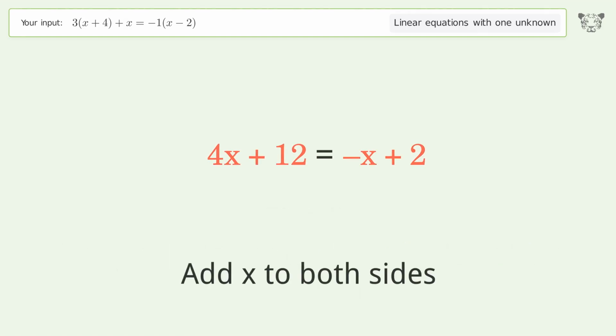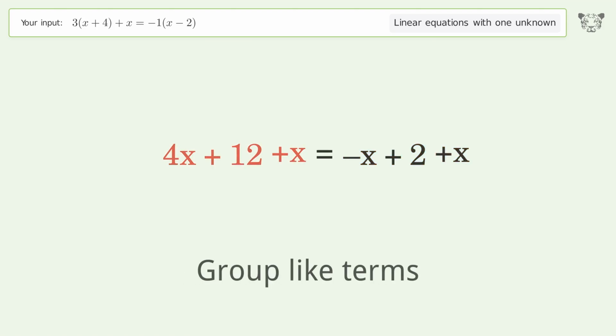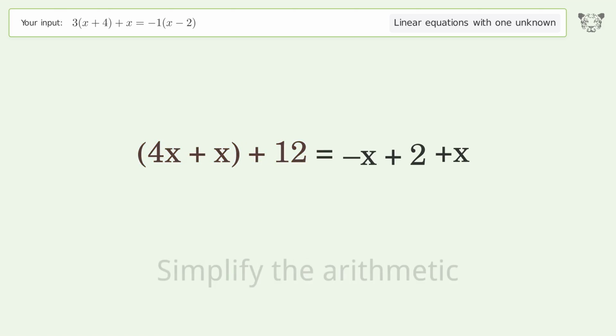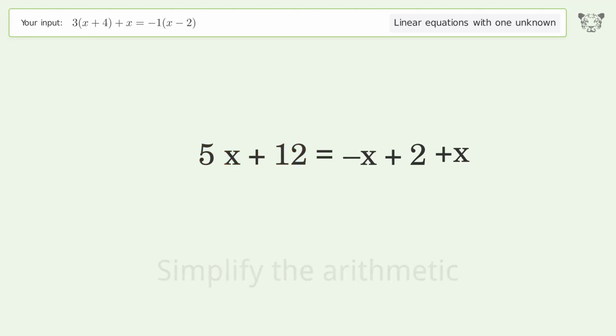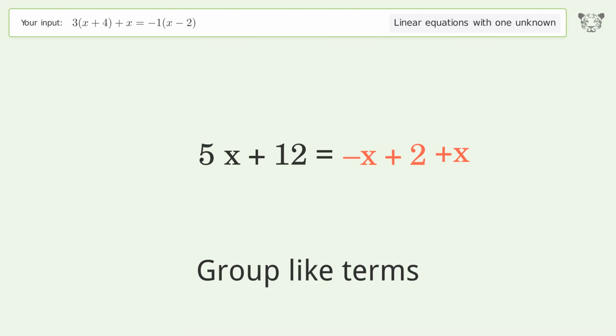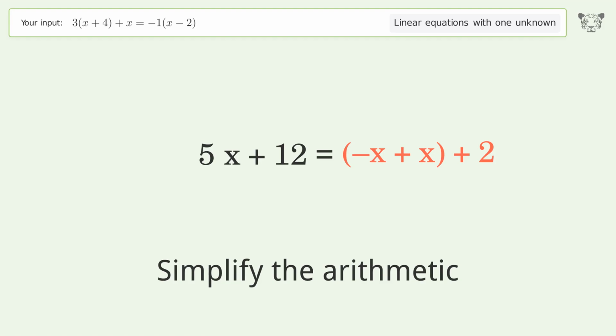Add x to both sides. Group like terms. Simplify the arithmetic. Group like terms. Simplify the arithmetic.